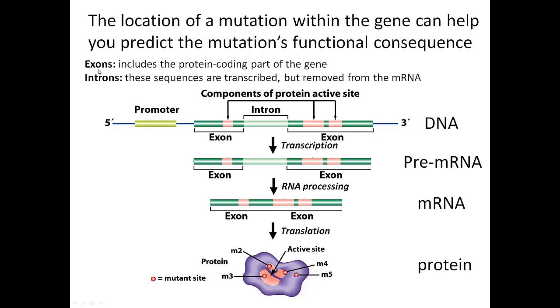And so the part that is actually transcribed includes both exons and introns, and then once that's transcribed into a pre-RNA, as we call it, the introns will be removed by splicing, and so only the exons will go and be part of the final messenger RNA that will be bound by a ribosome for translation. Now, other important parts of genes include promoters, which are the parts involved in getting that gene transcribed. So if you had a mutation in a promoter, that would likely affect your ability to actually transcribe that gene.